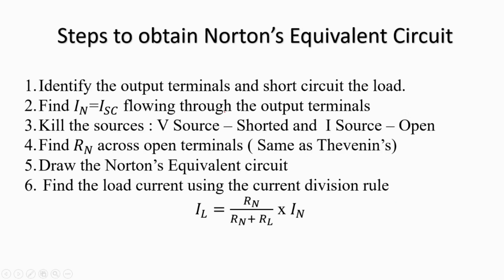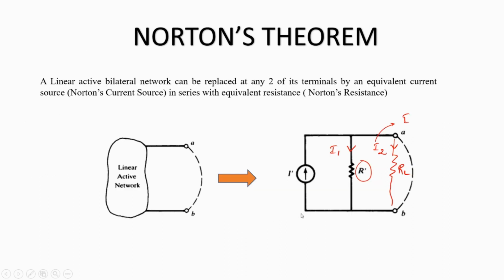That is what this formula says. The load current is the opposite resistance by the sum of resistances into the total current. Here the opposite resistance is nothing but R dash, in my case it's going to be RN, and the sum of resistances is RN plus RL. So we get RN by RN plus RL into the total current entering the two branches, which is IN, my Norton's current. This is nothing but the current through the other branch, the RL branch, which in turn becomes IL.